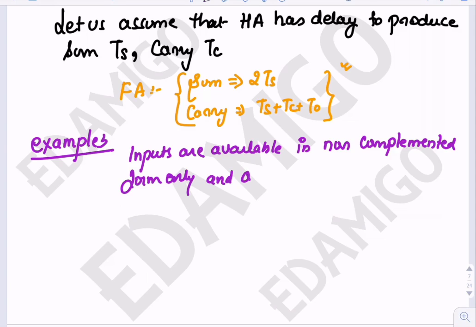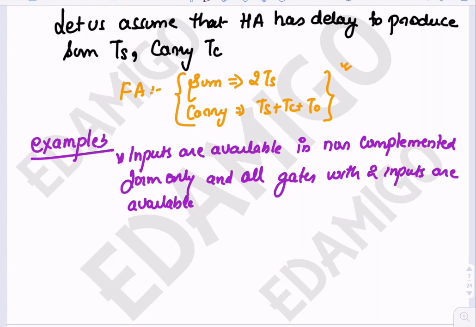and all gates with two inputs are available. Okay, so only two input gates are available. There is no three input gate. So what is the delay in full adder?